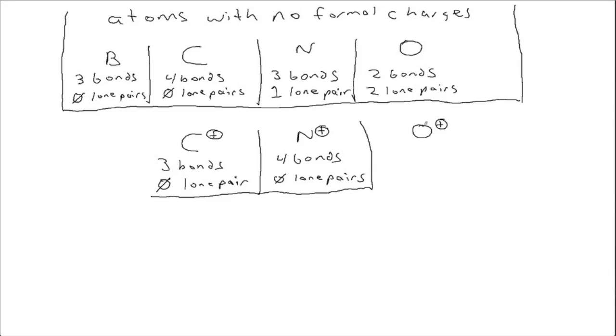And how about an oxygen? Well, it's going to follow the same pattern as nitrogen. We're going to take one of the lone pairs from the neutral atom and turn it into a bond. So in that case, how many bonds would an oxygen with a positive charge have? 3. And how many lone pairs? 0. Now, what we did here is we took 1 lone pair and turned it into a bond. If we start with 2 lone pairs and we turn one of them into a bond, that still leaves us with 1 lone pair.